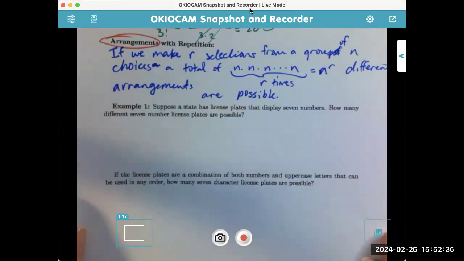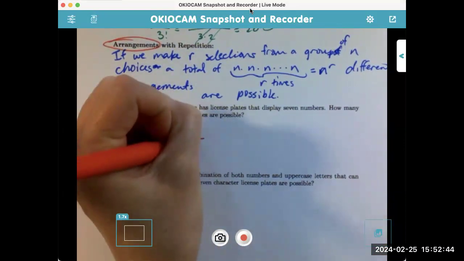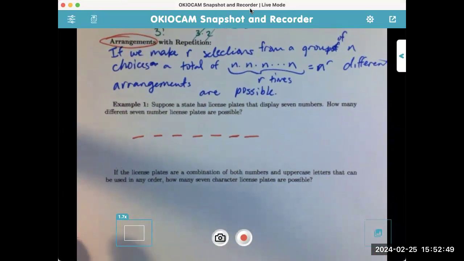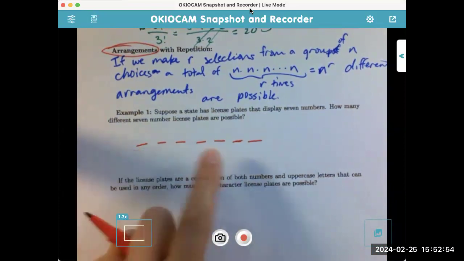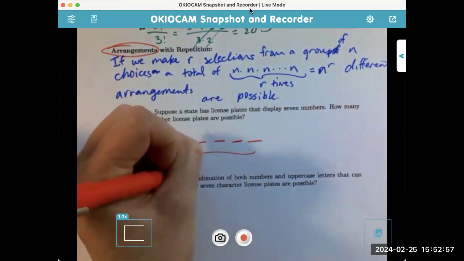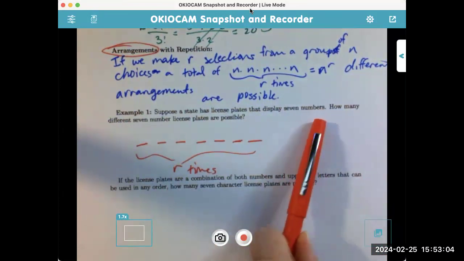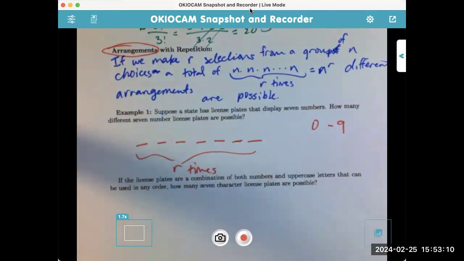So here's a couple examples. Suppose a state has license plates that display 7 numbers. So it's 1, 2, 3, 4, 5, 6, 7 numbers. How many different 7-number license plates are possible? So we have r times, this is our r times, and then there are n choices. For numbers, there are 10, since it's the digits 0 through 9: 1 through 9 plus 0 is 10.